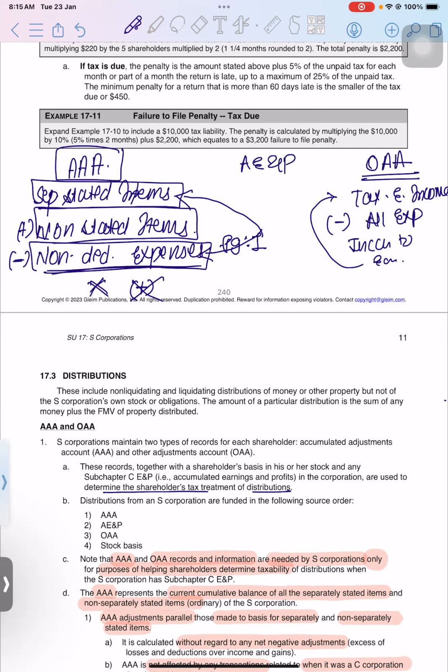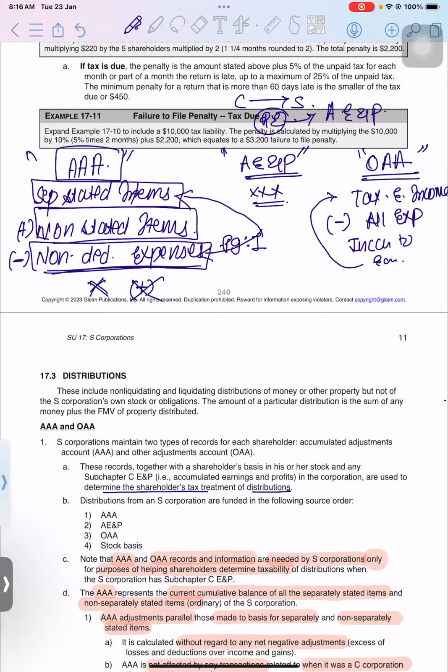Accumulated E&P, I have already explained. This is nothing but any retained earnings which are getting carried forward from the C corp. If a C corp is getting converted to an S corp, the retained earnings will get carried forward each year. It's a going concern, so that's why we carry it forward to the next year. Even if a C corp is converted to an S corp, all the retained earnings will get transferred to the S corp, and those retained earnings will be called accumulated E&P. So you will have an opening balance for the AAA account, and you will have an opening balance for accumulated E&P.